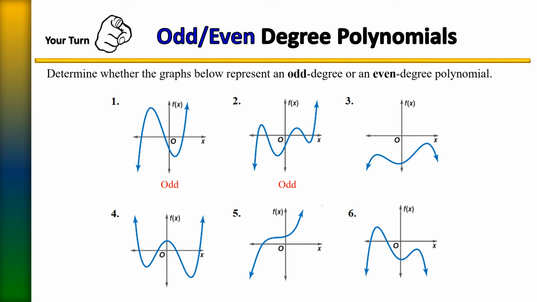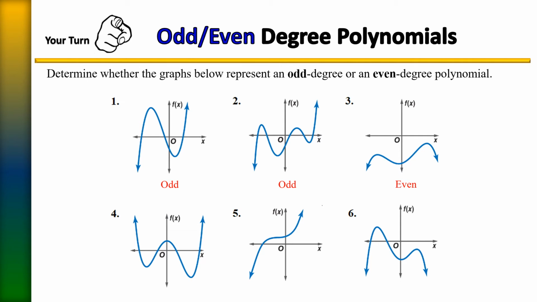Number 3, if you said even, you're correct, because remember, for even degree polynomials, both ends will either face down or up. And as far as them facing down or up, remember what determines that would be the leading coefficient there. But in this case, we simply want to determine whether these are odd or even. We don't really care at this point whether they're facing up, down, rise, or fall. Just looking at it, I want to know if you're able to determine whether they're even or odd degree.